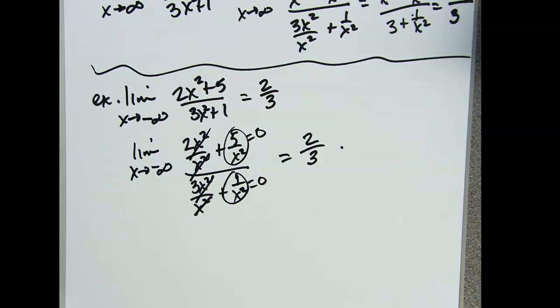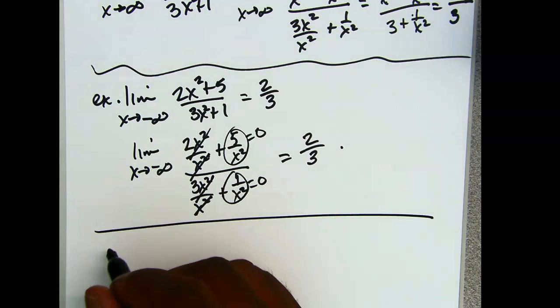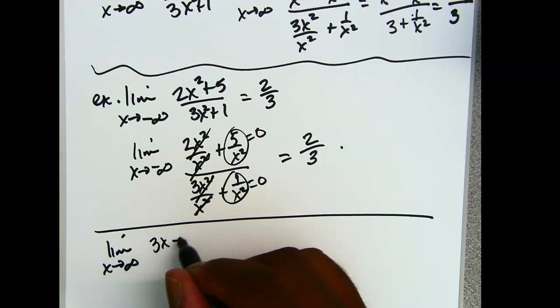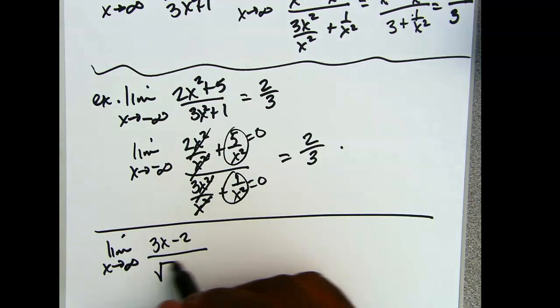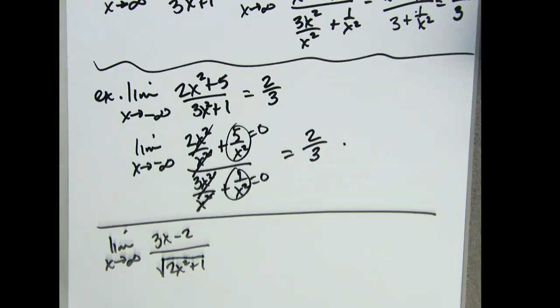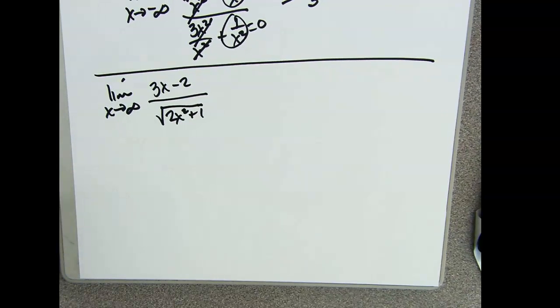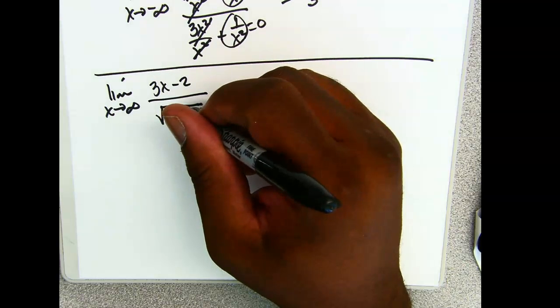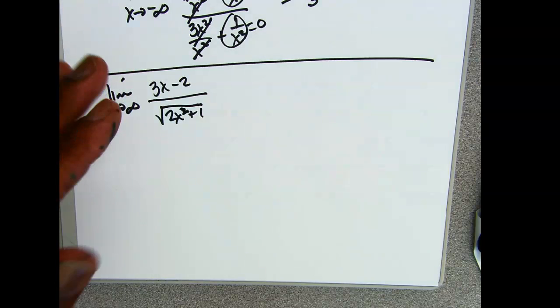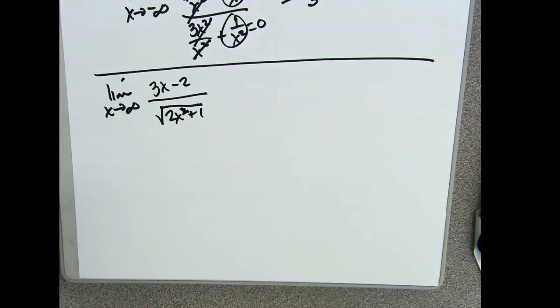All right, let's try another one. What's the limit as x goes to infinity of 3x minus 2 over the square root of 2x squared plus 1? Now this one we really have to think about, because if we were to just do direct substitution, you are going to get infinity over infinity.